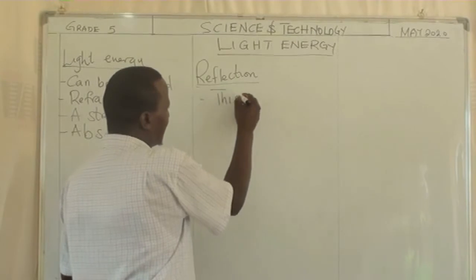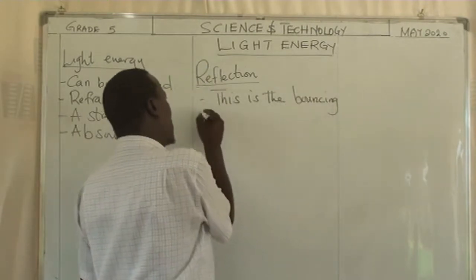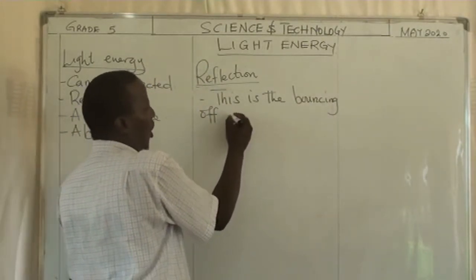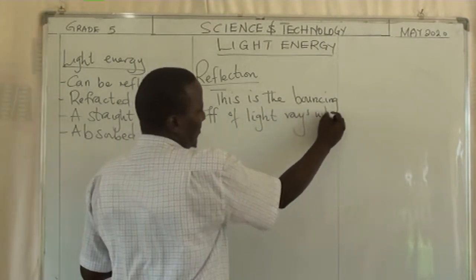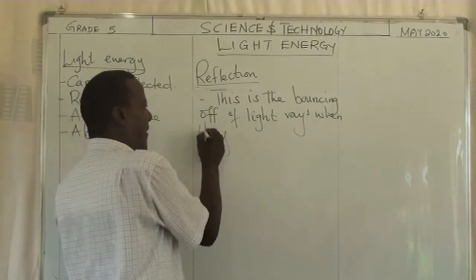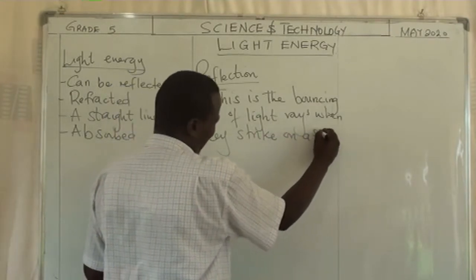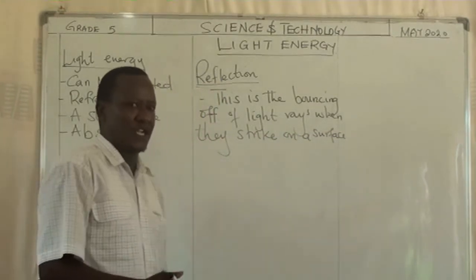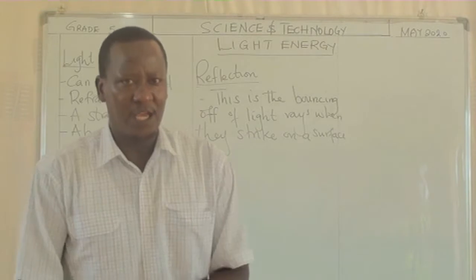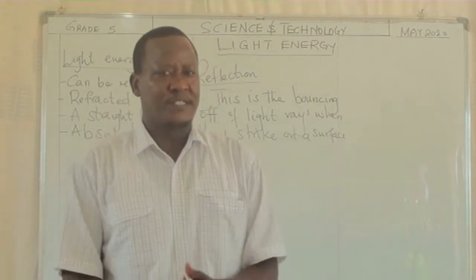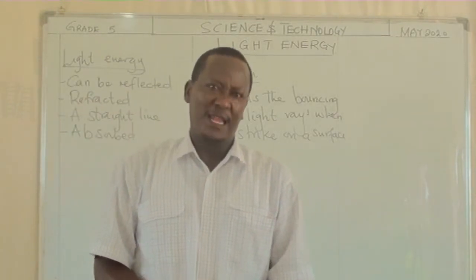This is the bouncing off of light rays when they strike a plane mirror, when they strike a surface. Let me just use the word surface instead of using a plane mirror. When they strike a surface that is shiny, a surface that is smooth, we say what happens there is the light rays are reflected back, meaning they bounce off.